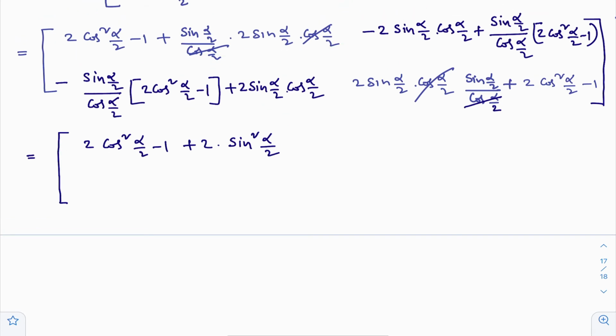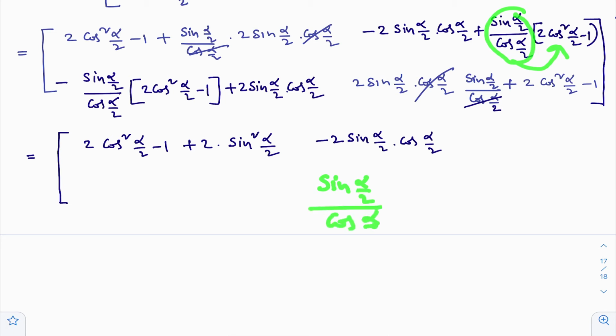Now observe this element. First, I'll write minus 2 sin alpha by 2 cos alpha by 2 as it is. I have written this as it is. Now when you multiply this element with this, please observe carefully, I'll write here sin alpha by 2 into cos alpha by 2 multiplied into 2 cos square alpha by 2.